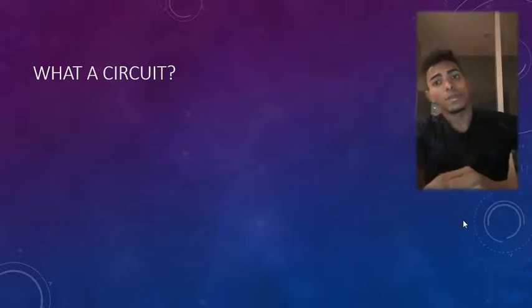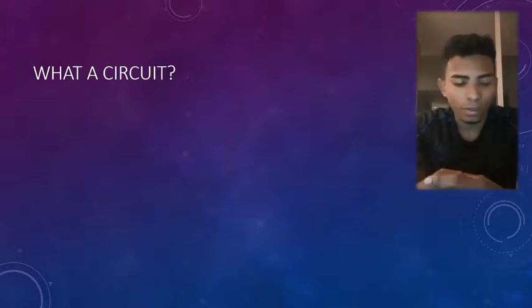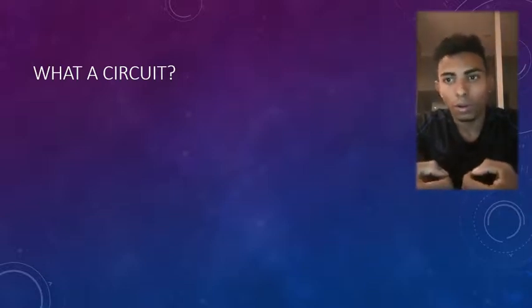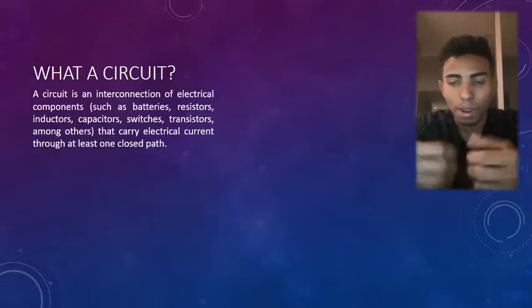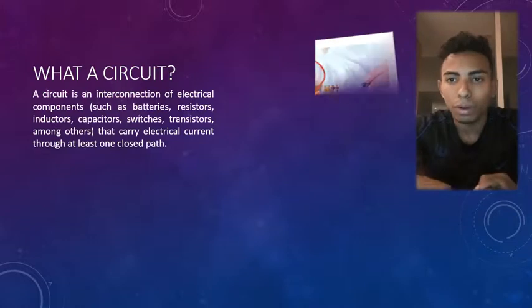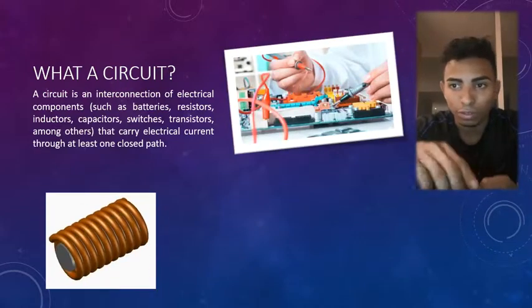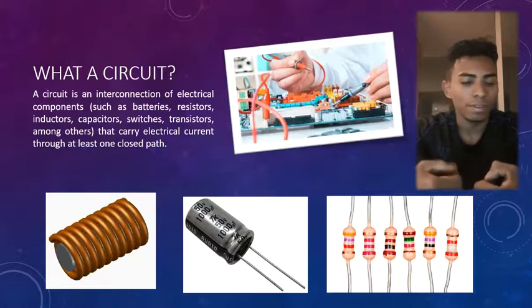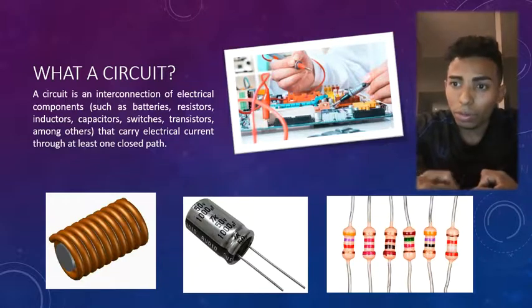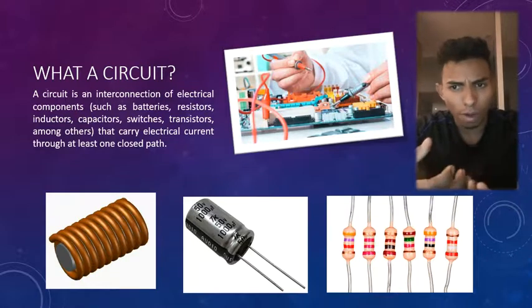Series, parallel and mixed circuits. What is a circuit? A circuit is an interconnection of electrical components such as batteries, resistors, inductors, capacitors, switches, transistors, motors, that carry electrical current.